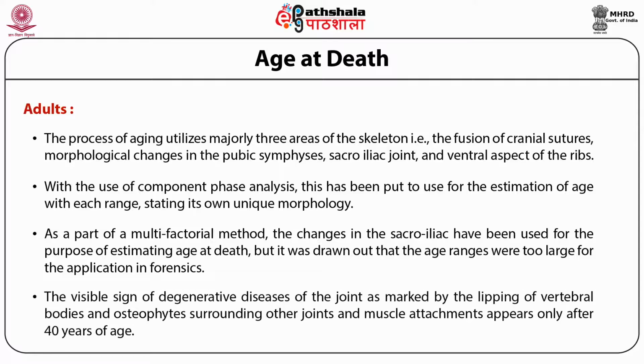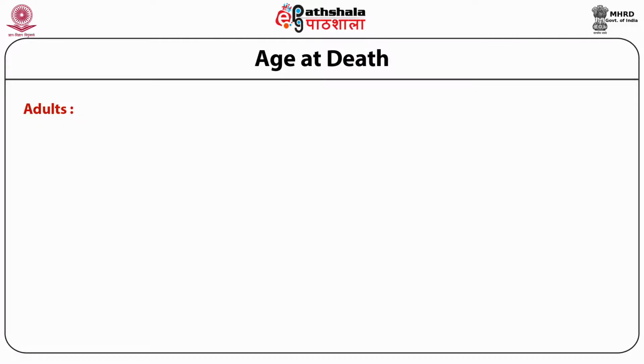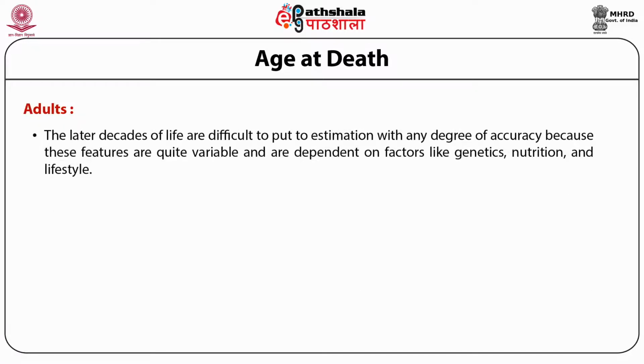The visible signs of degenerative disease of the joint, as marked by the lipping of vertebral bodies and osteophytes surrounding other joints and muscle attachments, appear only after 40 years of age. The later decades of life are difficult to estimate with any degree of accuracy because these features are quite variable and are dependent on factors like genetics, nutrition, and lifestyle.